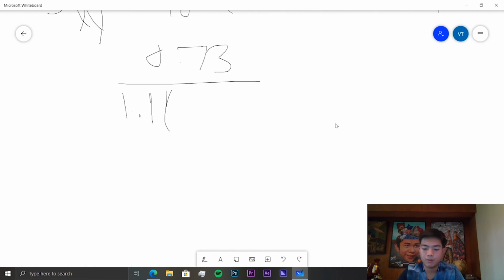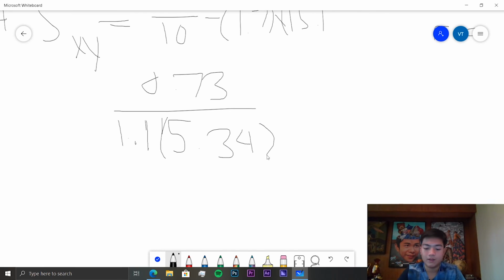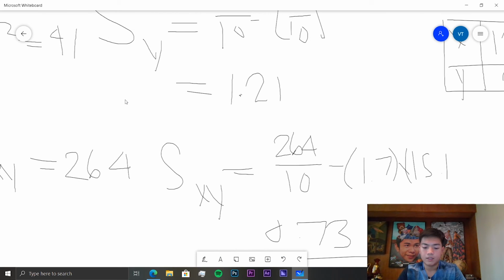And the square root of 28.49 is 5.34. So we have 0.73 divided by 1.1 divided by this. We get our coefficient as 0.124. At least that's what I got it as. 26.4 minus 1.7 times 15.1. Yeah, it's still 0.73.